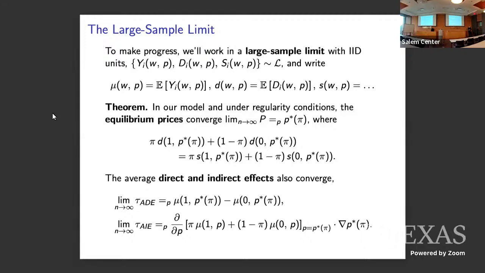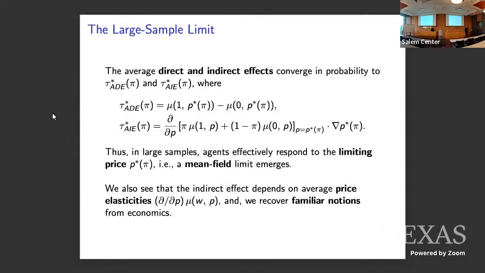Second, and more interestingly for us, the average direct and indirect effects also converge in probability to some limits in the system. And these turn out to be much easier to interpret than these big expressions in terms of potential outcomes. So if we zoom in, first, what's the average direct effect?